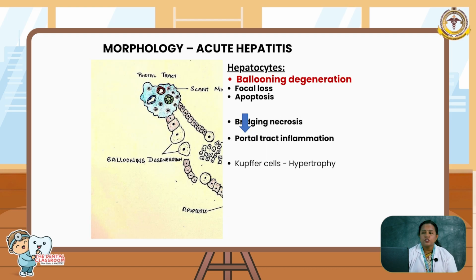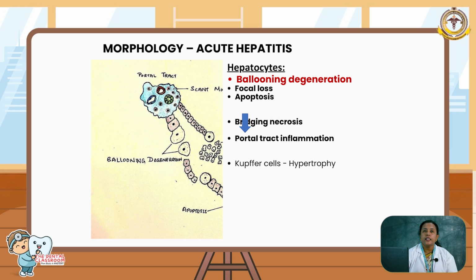Going on to the morphology of acute hepatitis, there will be inflammatory infiltrate, ballooning degeneration of the hepatocytes, which is the swelling of the hepatocytes, and it will have pale cytoplasm. And the hepatocytes will undergo apoptosis, and those apoptotic bodies are called Councilman bodies, and there will be bridging necrosis. There is portal tract inflammation and Kupffer cell hypertrophy.